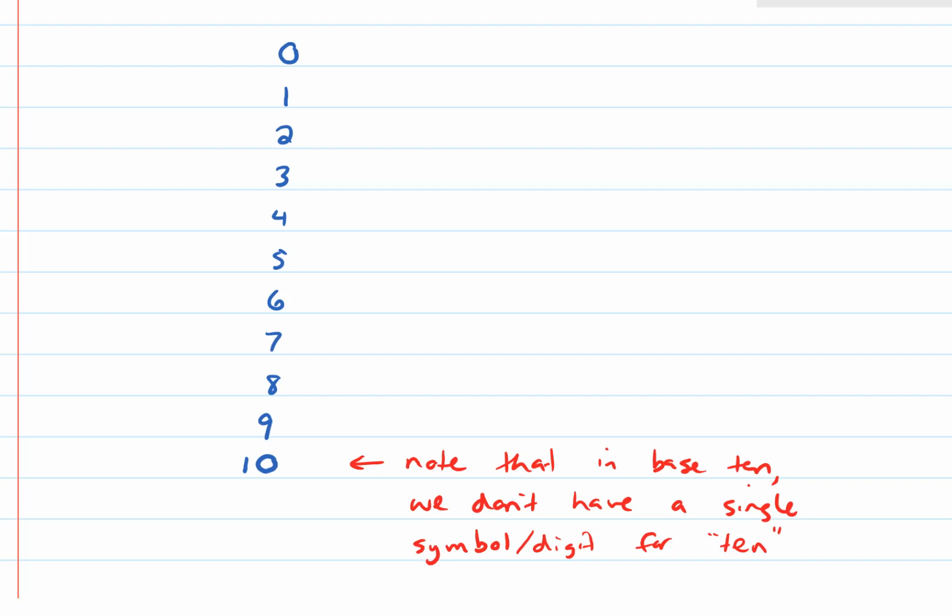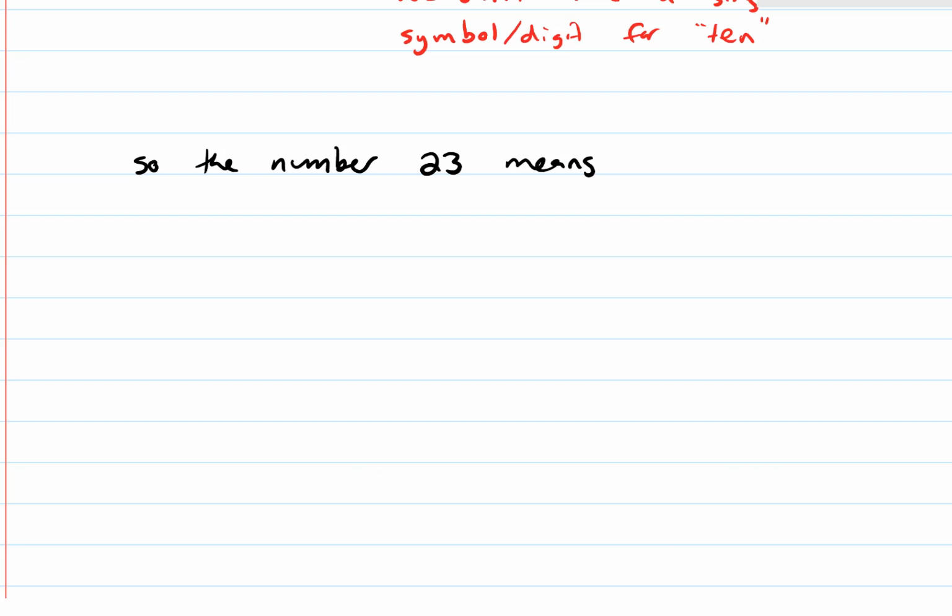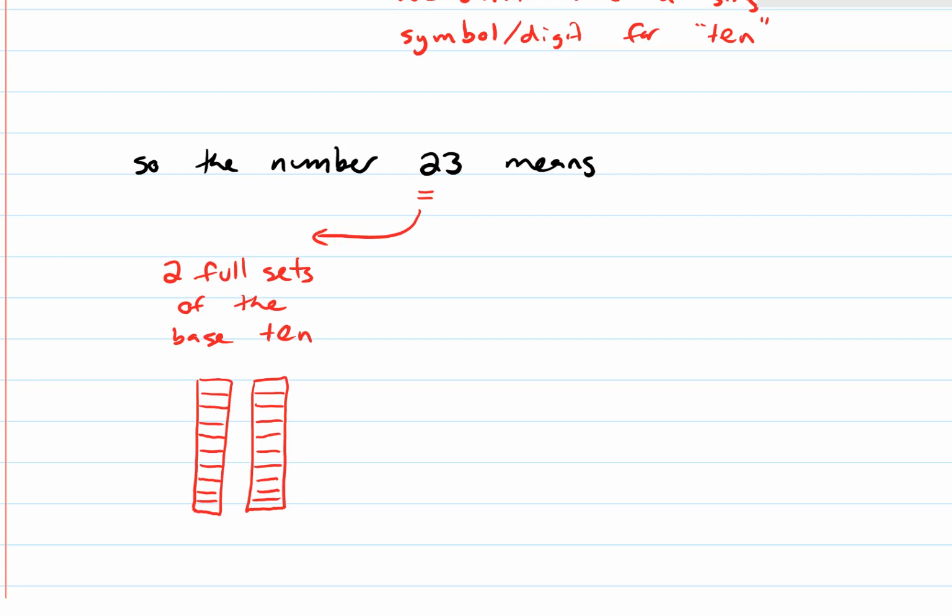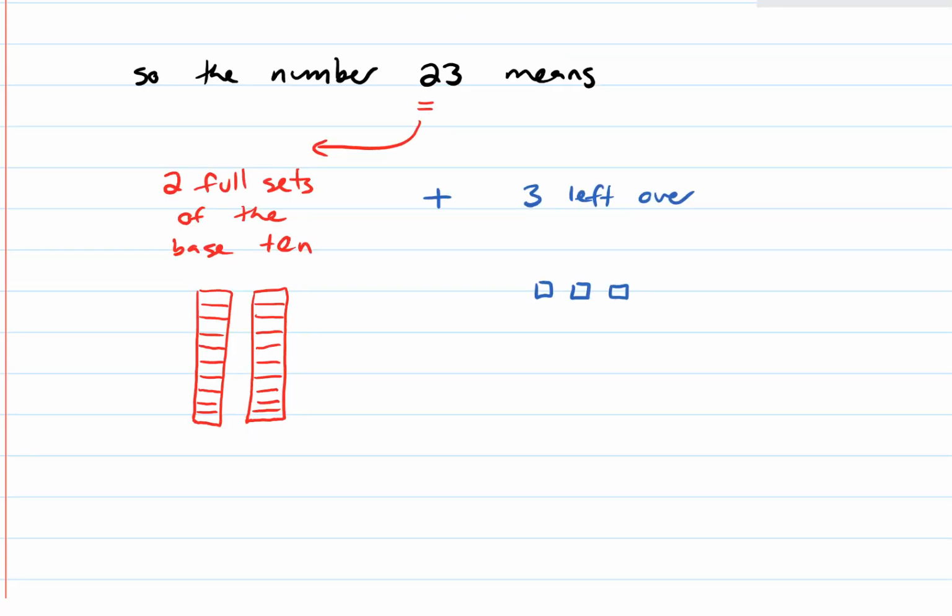And the reason we're going into such detail here is because these ideas are exactly the same when we're using different bases like binary or octal or hexadecimal. So the number 23 in base 10 means 2 full sets of the base 10 plus 3 left over.